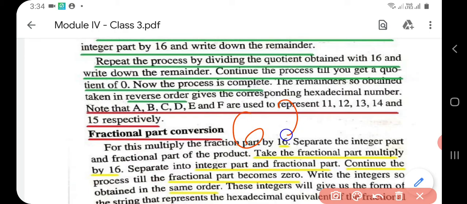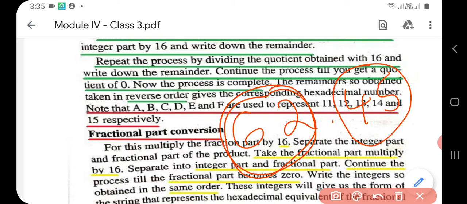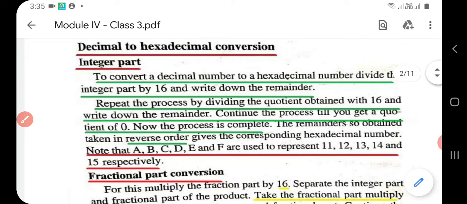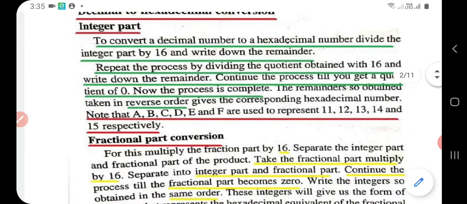So this is how, if you are given a number like 62.45, this is your integer part, and this is your fractional part. In order to convert this into hexadecimal, first you take the integer part, and to convert it into hexadecimal you divide it by 16. For converting the fractional part into hexadecimal you multiply by 16, which we have already studied in our earlier classes. So I am not repeating it again. The process will be the same as what you have done for decimal to octal, or all the other conversions. So let us go straight to an example.